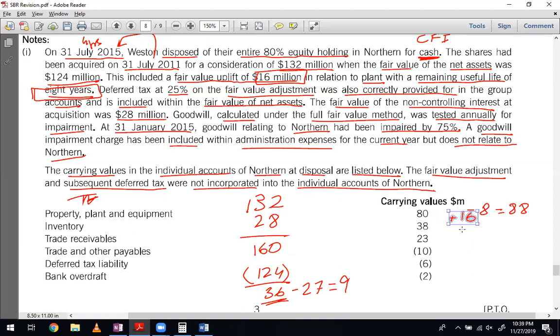And the net impact is actually 8. 25% of that should be the deferred tax impact, which is going to be 2. So the deferred tax liability should ideally be 8 instead of 6. So if we want to calculate the fair value of the net assets at the date of disposal, we should be using 88 and 8 instead of 80 and 6.